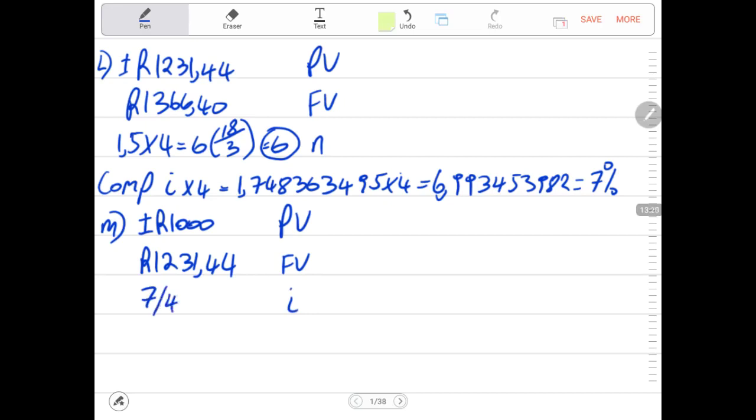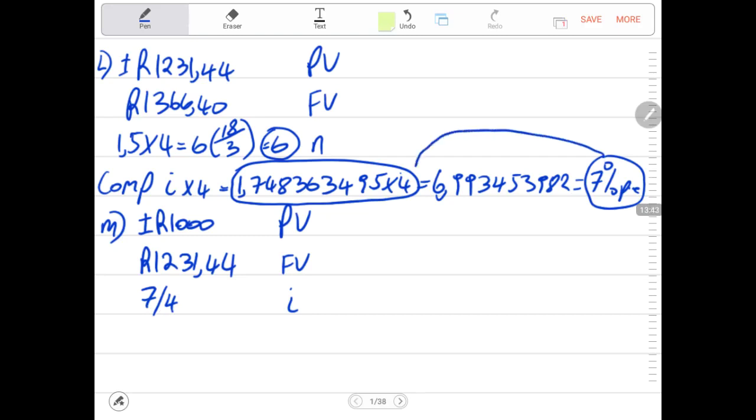Now, when I'm saying 7 over 4, I want you to take note of this. Remember, my interest is 7% per annum compounded quarterly. So this is per annum. But we know that per quarter is how much? So when I'm saying divide by 7, divide by 4, I'm saying the interest divided by 4. It will give me the interest per quarter. That means my I is per quarter.